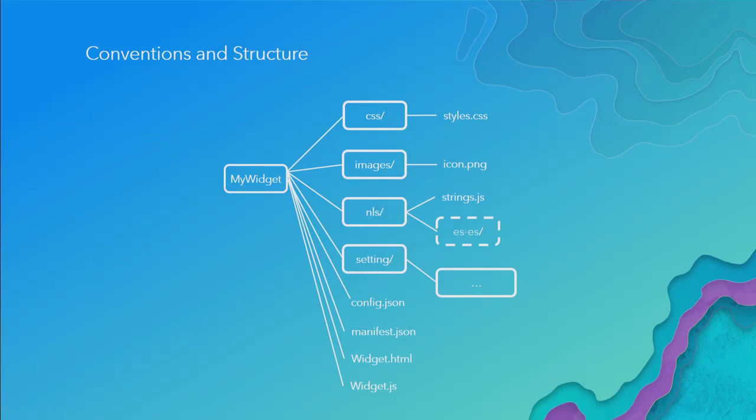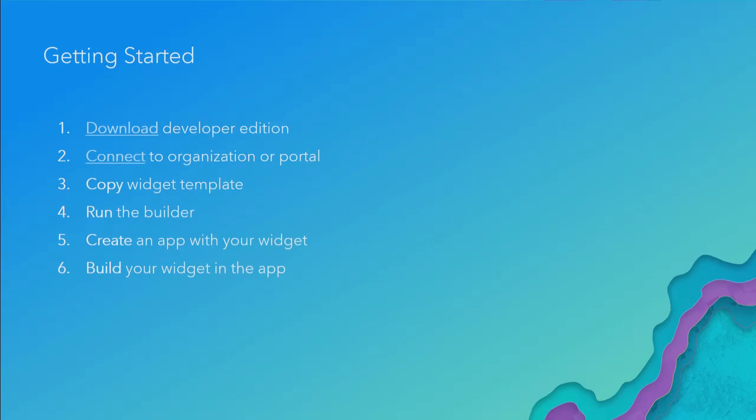That's for the code that shows when the app author is adding your widget to an app, it shows that setting page. And so you can control what that looks like yourself. So now that we've talked a little bit about widget development, let's create a widget. And today we're going to create a restaurant finder widget.